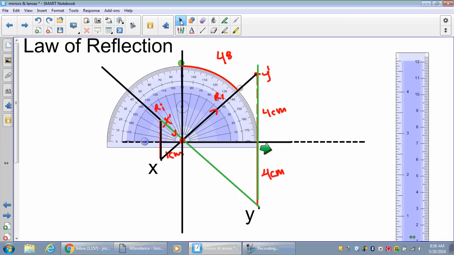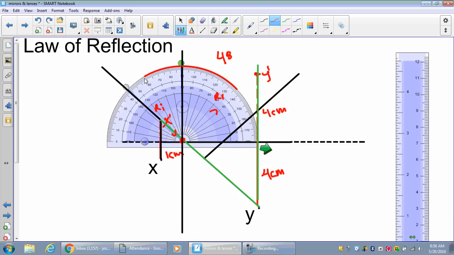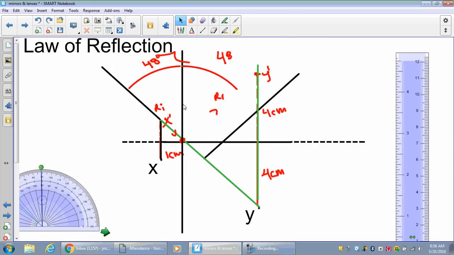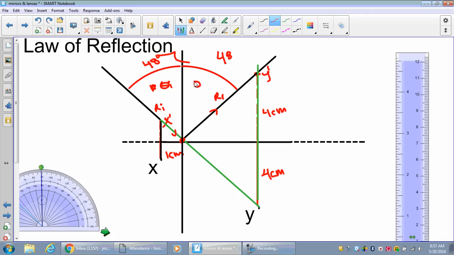48. All right, here we go. From 90, let's go 10, 20, 30, 40, about 47, 48. Go ahead and mark that arc. 48 degrees. All right, there we go. So now this is the ray incident, so this would be the angle of incidence. This is the ray reflected, so this would be the angle of reflection. Okay, so that's how you would do this.